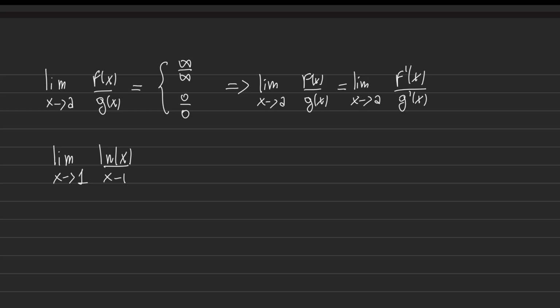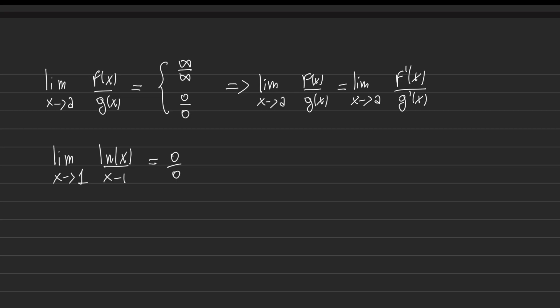As a first example of application of L'Hopital's rule, I want to compute the limit as x goes to 1 of the log of x over x minus 1. So, as usual, we just plug in the value for x at the very beginning, and what do we get? The log of 1 is 0, and 1 minus 1 is 0, so we get the form 0 over 0.